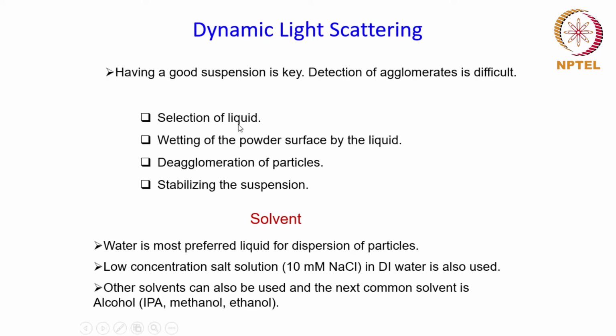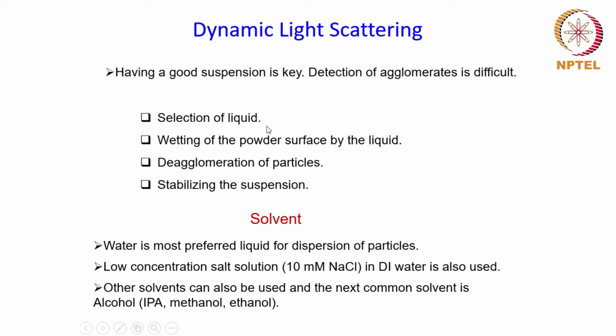So these are the four vital things that one has to keep in mind in order to make a good suspension, and these are as follows. Selection of an appropriate liquid in which the particles are dispersed is very important, because every particle may not disperse in every liquid, and therefore depending on the type of particles, a particular type of solvent has to be chosen.